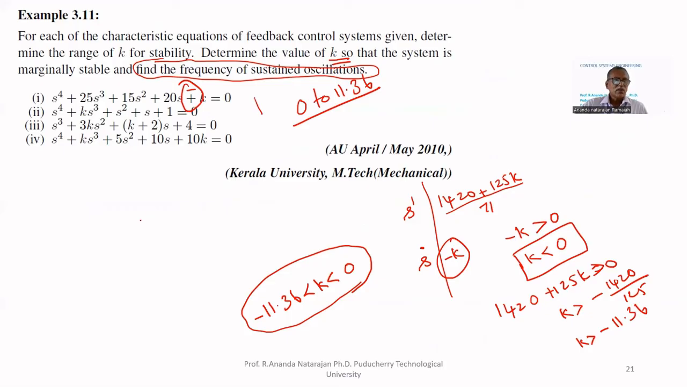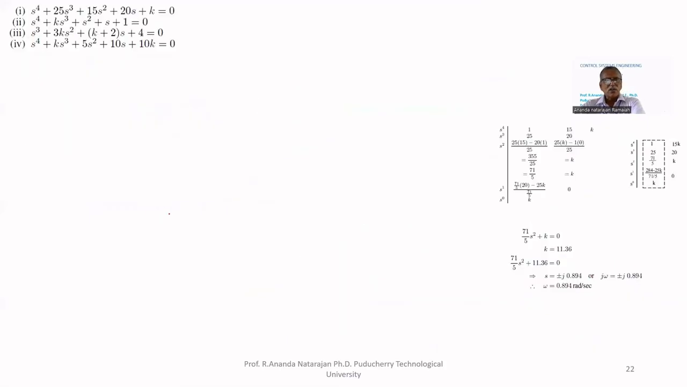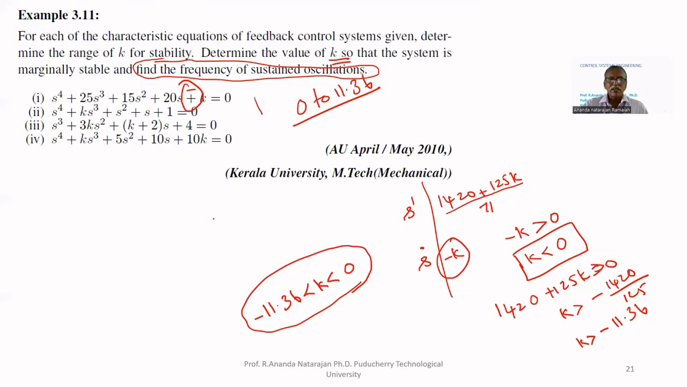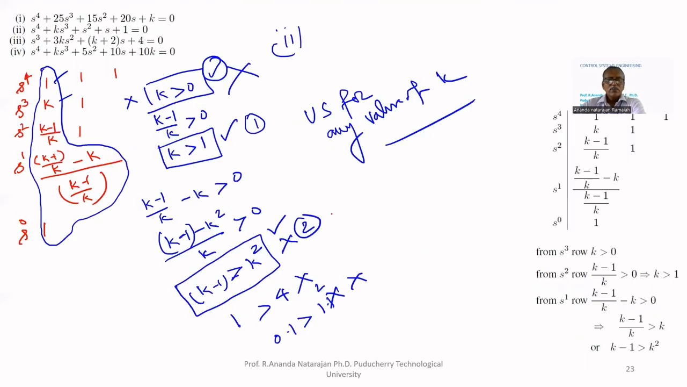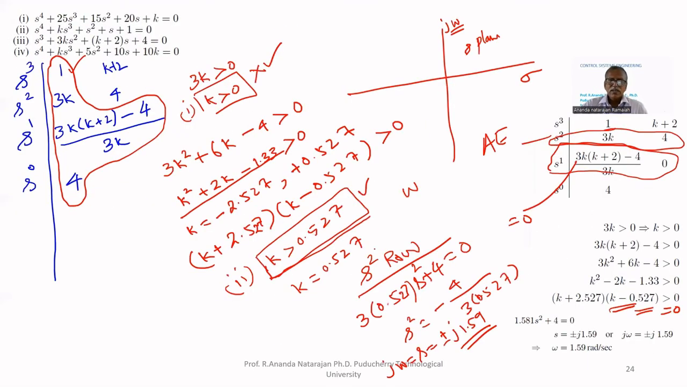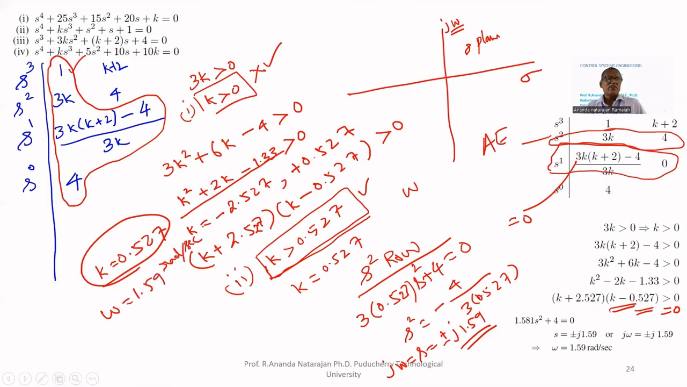In the first sum, 11.36 we got. In the second sum, for none of the values is the system stable. For the third sum, when K is equal to 0.527, it exhibits sustained oscillation. Poles are on the j-omega axis. What is the frequency of oscillation? 1.59 radians per second. We can find the frequency of oscillation. Have you understood this?